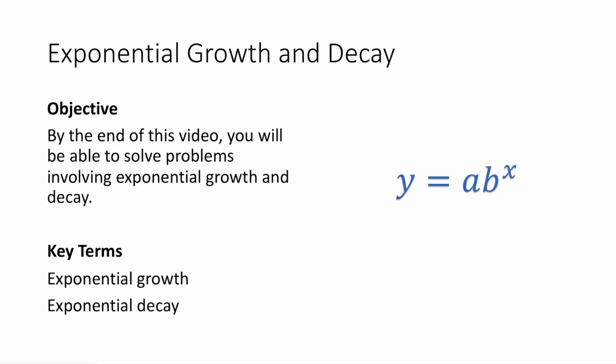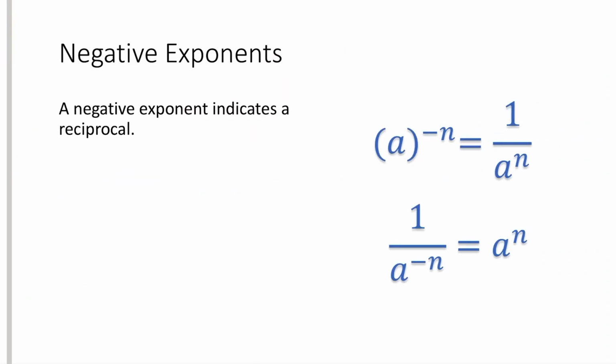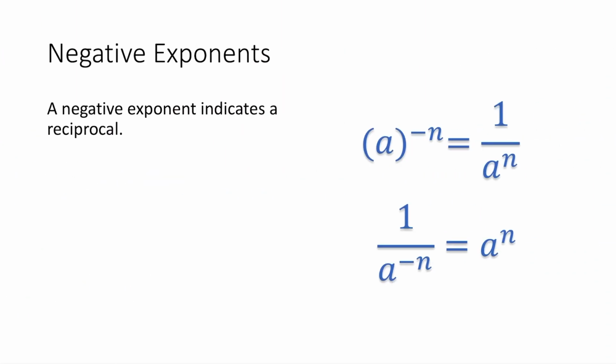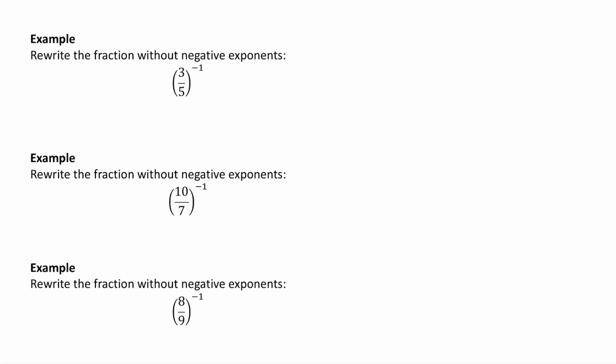So in this video, we're going to talk about how to solve problems involving exponential growth and decay. So a negative exponent is going to indicate a reciprocal. Remember, if you have a to the negative n, that means we have 1 over a to the n. And if we have 1 over a to the negative n, that is a to the n. So let's rewrite these fractions without negative exponents.